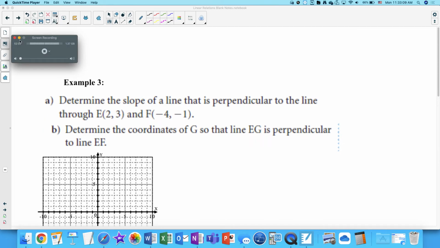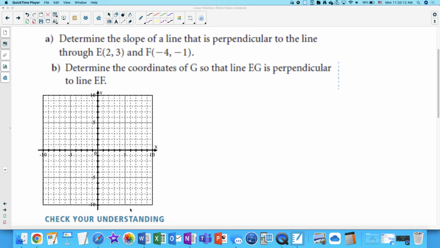All right, so here's another type of example. In this example, we're going to start with one line and figure out what the coordinates would be of another line so that the two lines are perpendicular to one another. Determine the slope of a line that is perpendicular to the line through E(2, 3) and F(4, -1). So we want to know what's the slope of the perpendicular line first. How would we figure out the slope of the line perpendicular to EF?